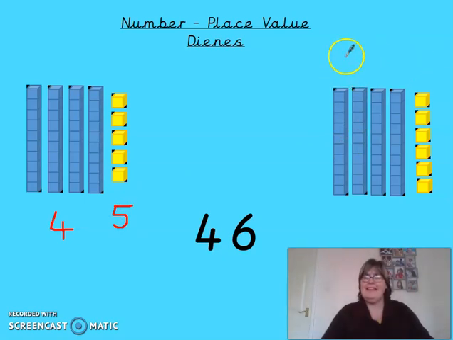Okay, so let's look at the other number. So, how many tens in this number? Again, there are 4, aren't there? 4 tens. How many ones? So a different number this time. There are 6 ones. So this time I'm going to ask you which is the smallest number.